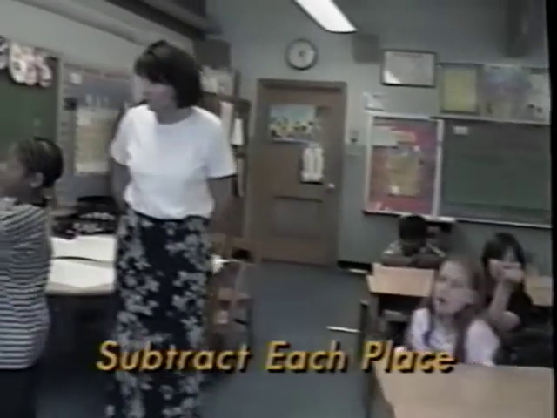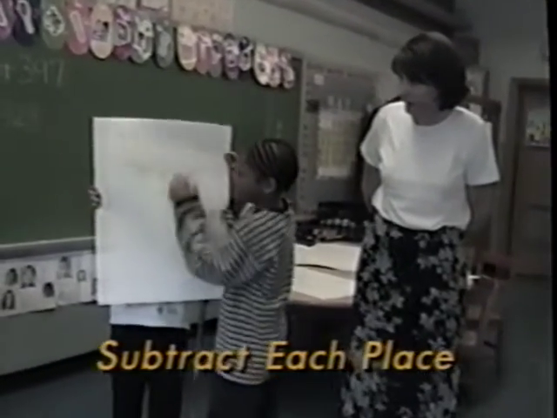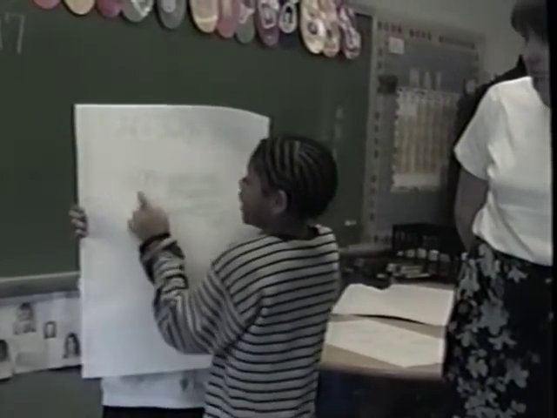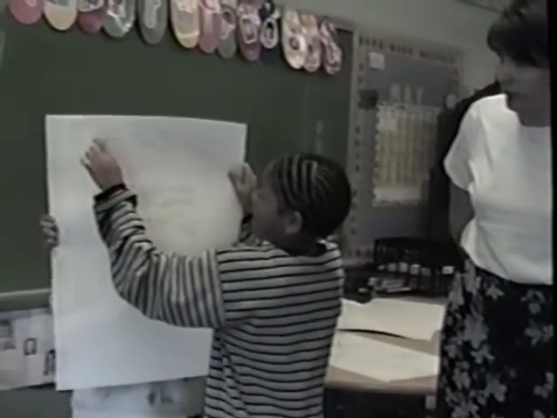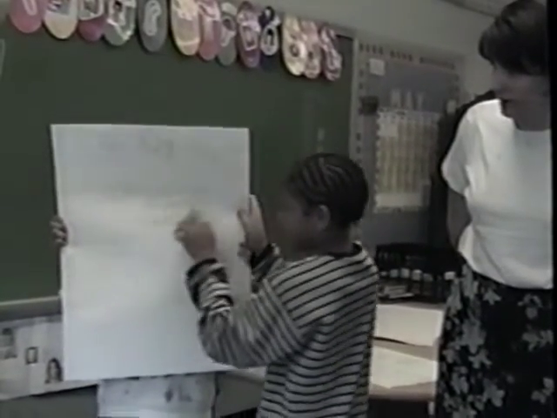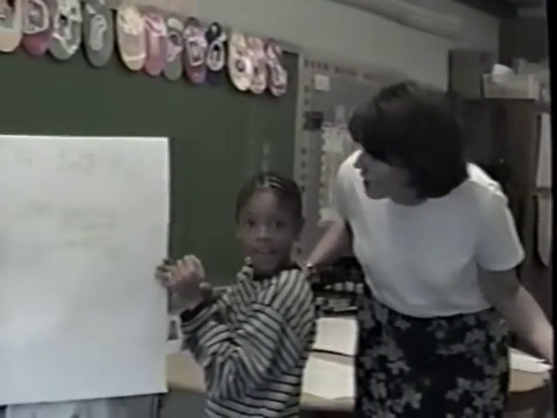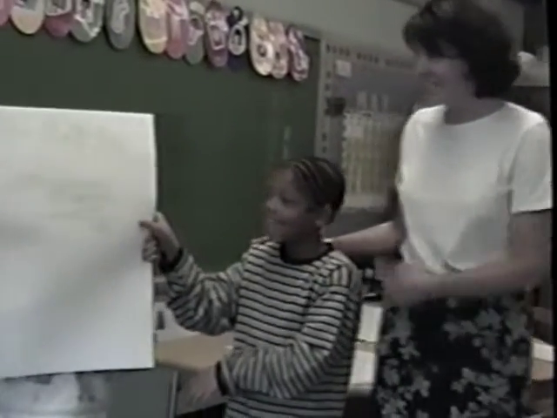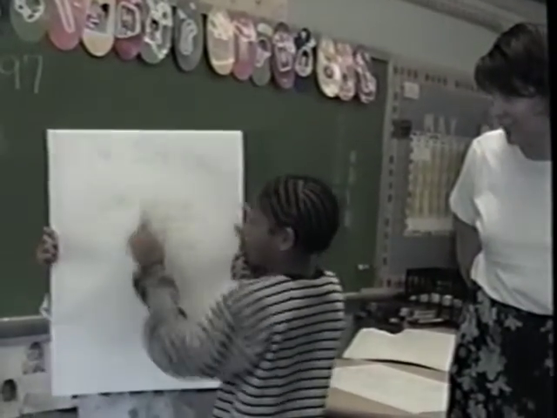What I did is I had the 674 take away 328. So what I did is I took the 600 and the 300 and subtracted them to get 300, and then I subtracted the 70 and the 20 to get 350. Stop there for just a second. I heard Deshaun say he subtracted the 70 and the 20, and would you agree that that's what he did? The 70 and the 20. Okay. And I subtracted the 4 and the 8.